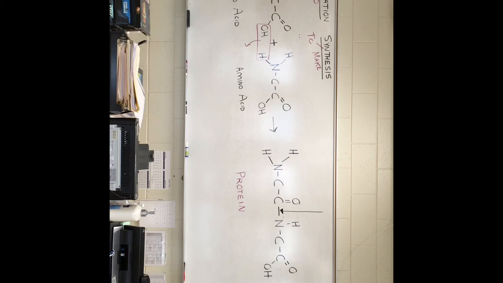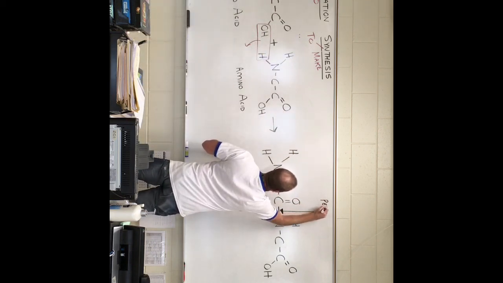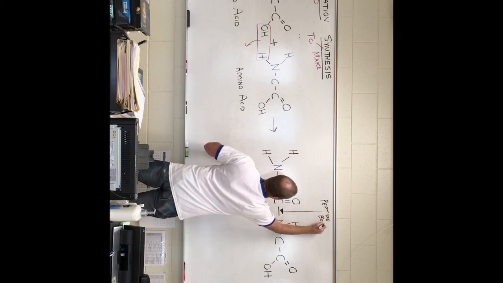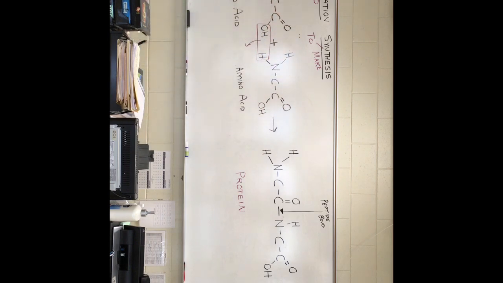Now, the type of bond here gets a name, and it's called a peptide bond, okay? Because amino acids bond together to make proteins by peptide bonds. So that's the dehydration synthesis and the creation of a protein.